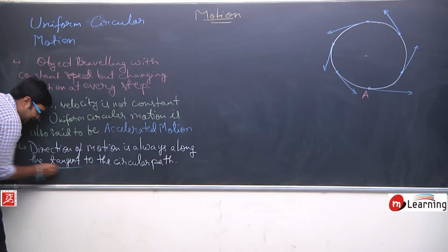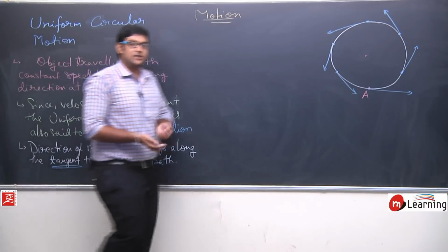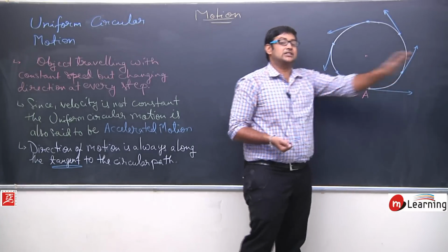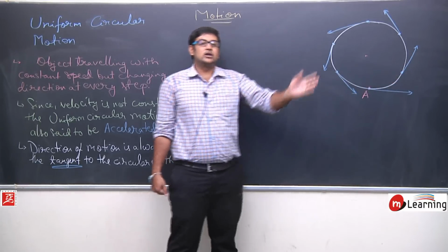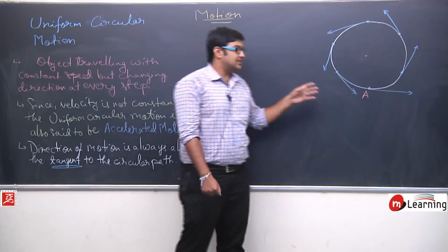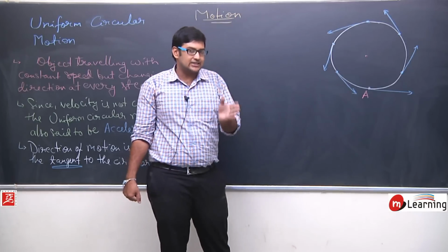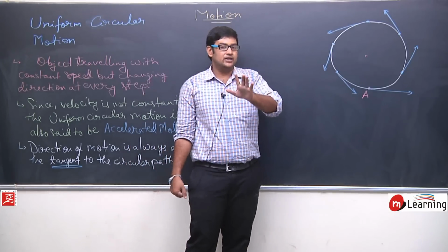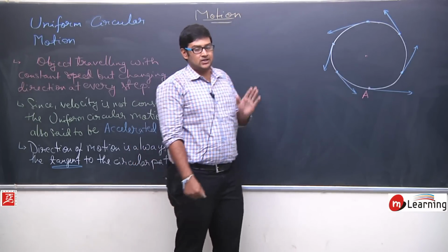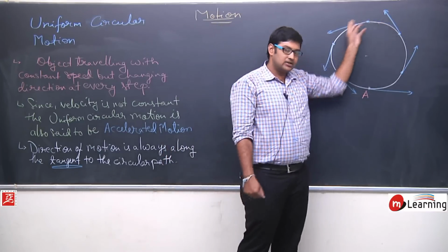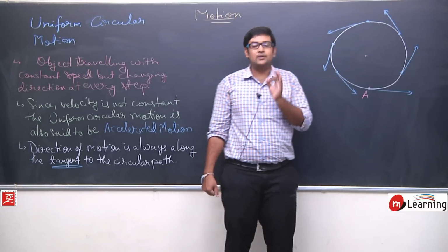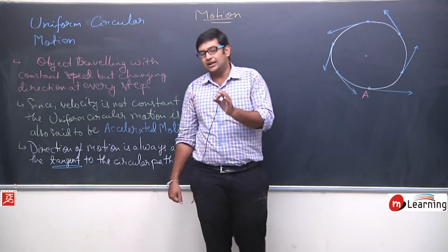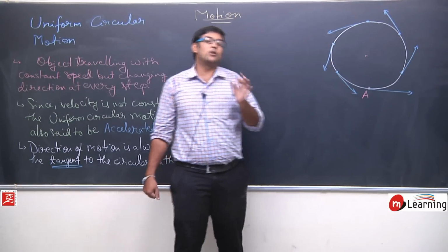Okay, please understand this term tangent. Tangent means a line which is touching a circle at a single point. Okay, you understood this in your geometry in mathematics. The tangent is a line which touches a circle at a single point. That line will be known as a tangent. So at every point the direction of motion of the object will be tangent to that point. Okay, tangent to the circle at that particular point.